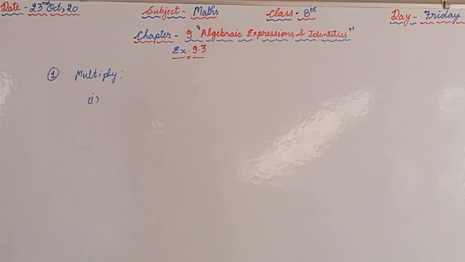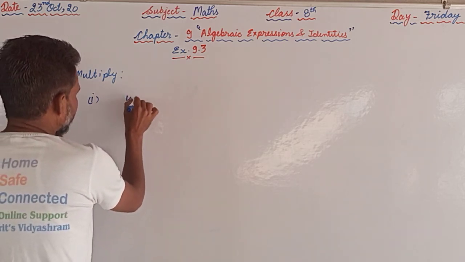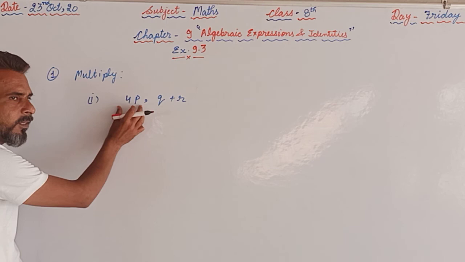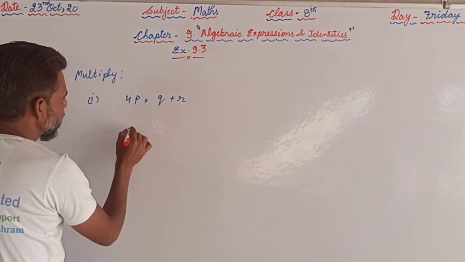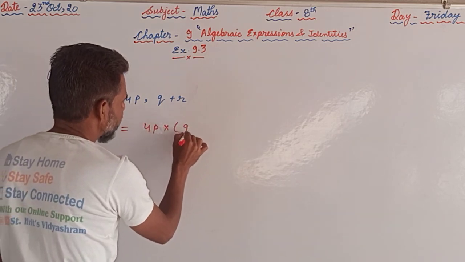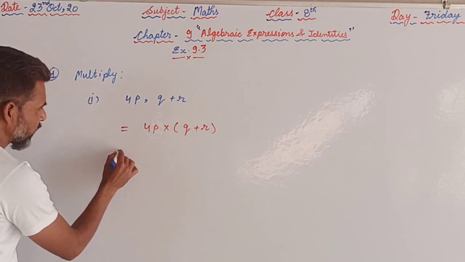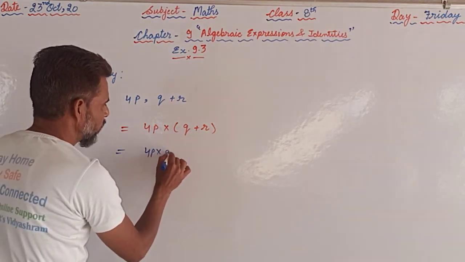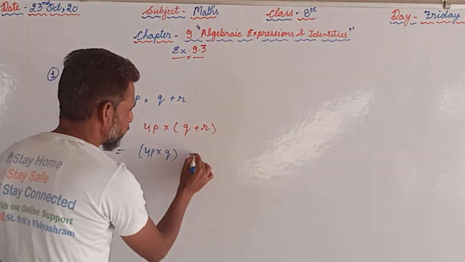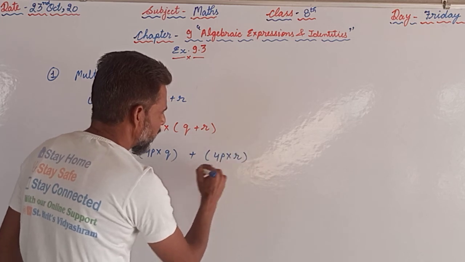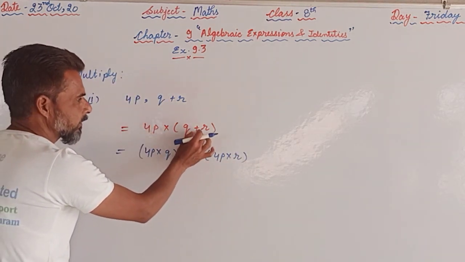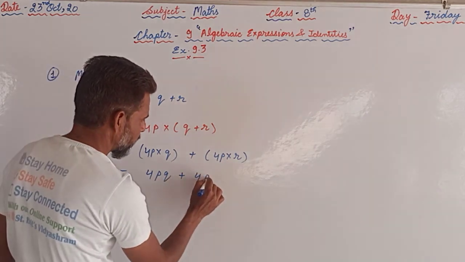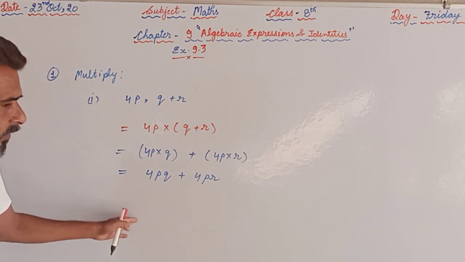So in the first part, 4p and q plus r. The first one is a monomial having only one term, the second one is a binomial having two terms. So we are supposed to multiply, that will be 4p into q plus r. First we multiply with the first term, then the sign, then the second term. So 4p into q, then plus, then 4p into r, that will be 4pq plus 4pr. So this is the answer for the first part.